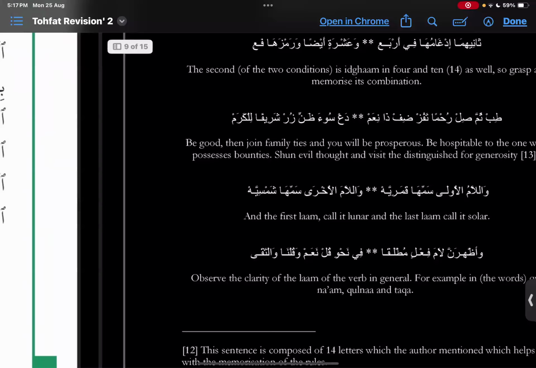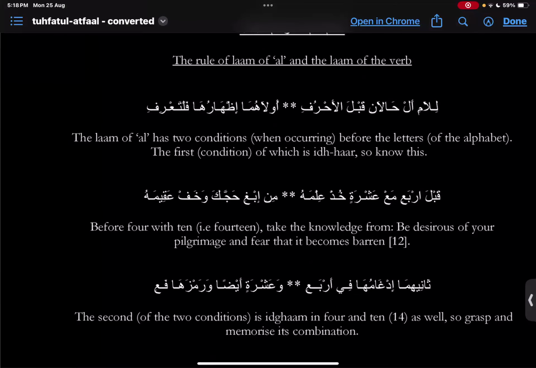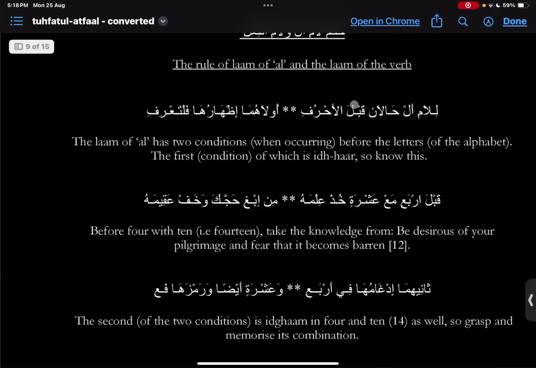Alhamdulillah. Now back to the actual matn, the poem. All right. What does it say? And now that we have this background knowledge, we can easily work through the English translation and really understand it. The Sheikh writes, حكم لام ال ولام الفعل, or in another narration, أحكام لام ال ولام الفعل. The ruling of the lam of al, the article, and the lam of the verb.